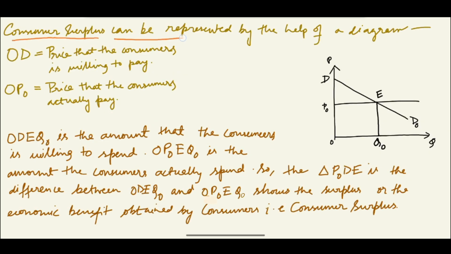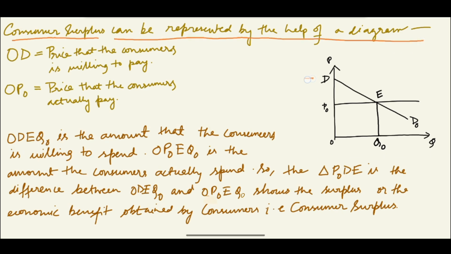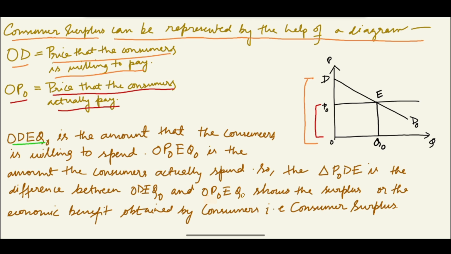Consumer surplus can be represented by the help of a diagram presented like this. Here we mark price OD, which represents the price that the consumers are willing to pay. Then we mark price OP0, which represents the price that the consumers actually pay. First we have ODEQ0, which is represented by its green shaded area, which shows the amount that the consumers are willing to spend.